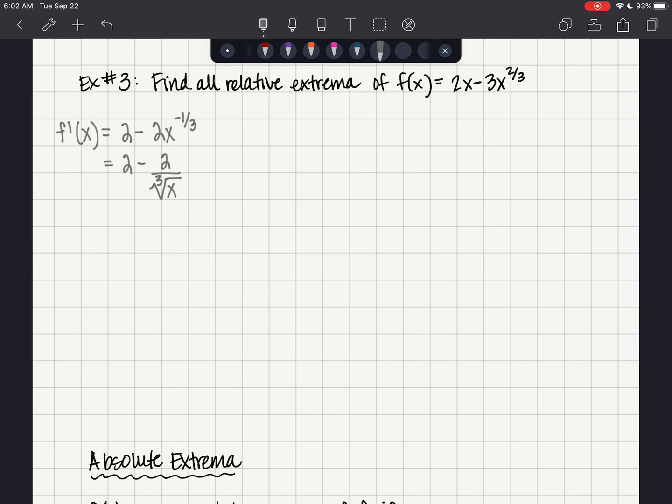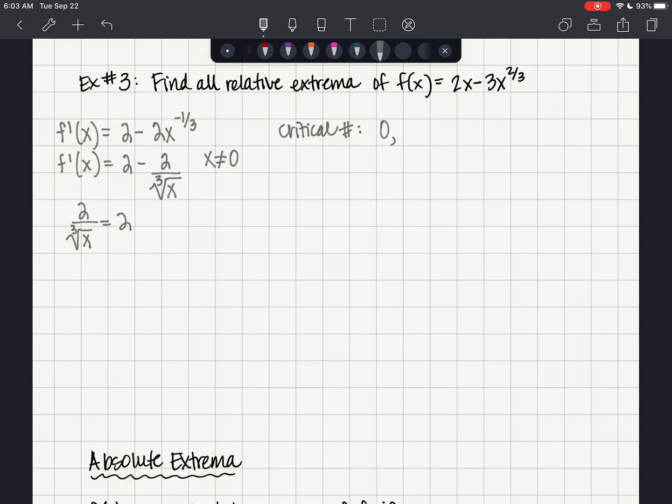Well, what can x not equal? Well, x cannot equal 0. That is where your derivative function is undefined. Therefore, before I go any further, a critical number is going to include 0. Now we're going to take that derivative and set it equal to 0 and solve. So when I set it equal to 0, I'm going to have 2 over the cubed root of x equals 2.